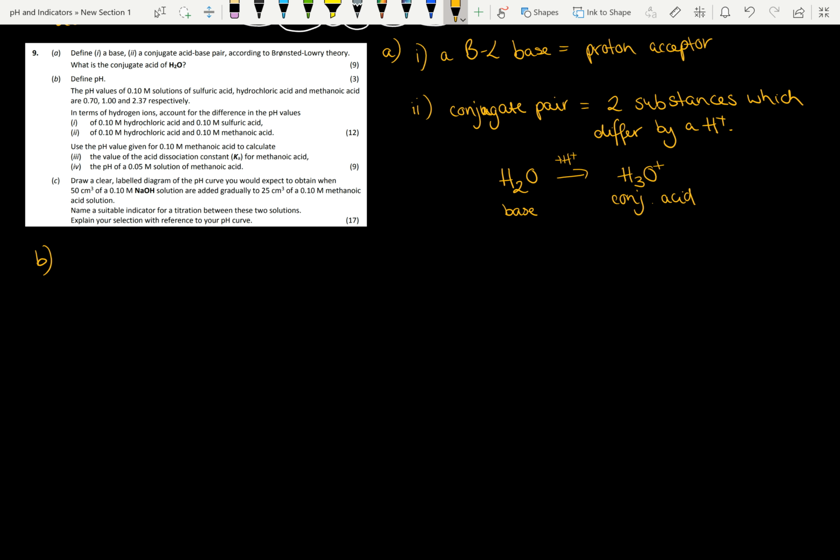Part B then asks us to define pH. So we're well used to this definition by now. pH is equal to minus log to the base 10 of the hydrogen ion concentration.